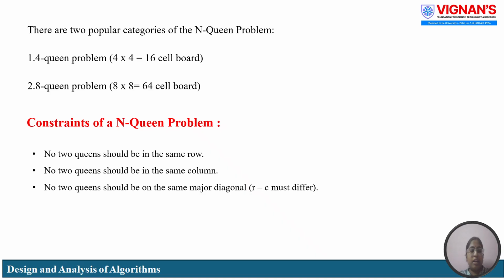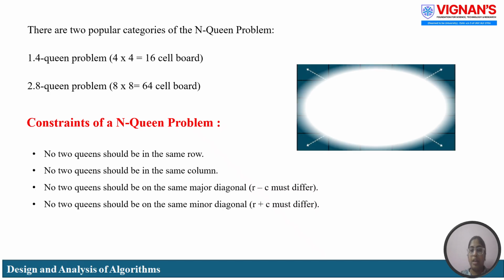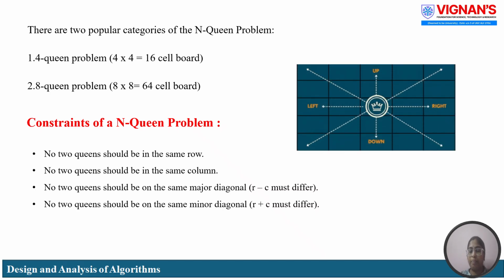And no two queens should be on the same major diagonal, and no two queens should be on the same minor diagonal. We cannot place queens on the same major diagonal or the same minor diagonal. This image shows how we place 4 queens safely on a 4 by 4 chessboard.